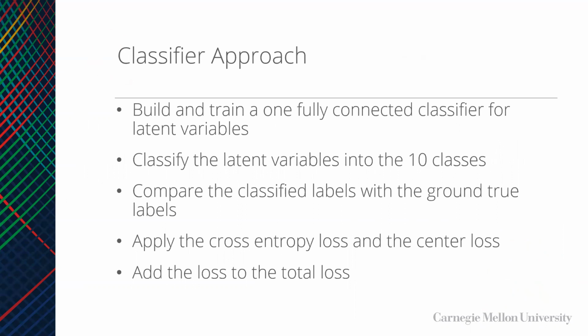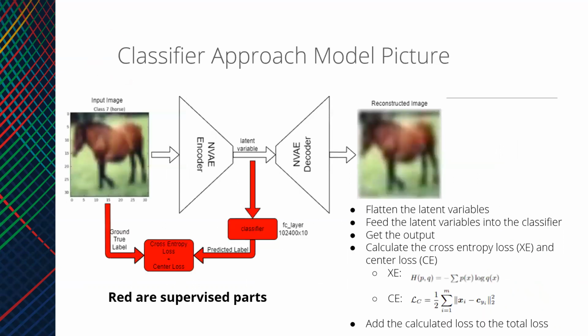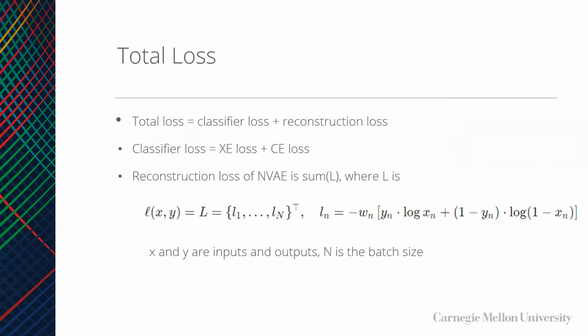Then we can classify the latent variables into 10 classes. Compare the classified labels with the ground truth labels. We can calculate the cross entropy loss and the center loss. Here's a model picture. The red parts are the supervised parts built by this group. The total loss used by the whole model is shown here. Reconstruction loss is the loss for NVAE. It's listed here.